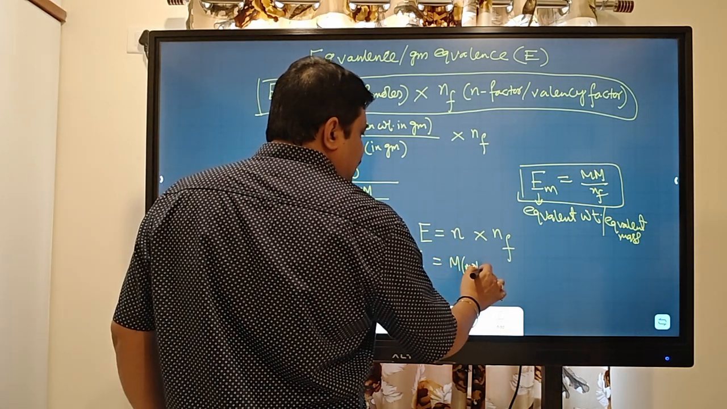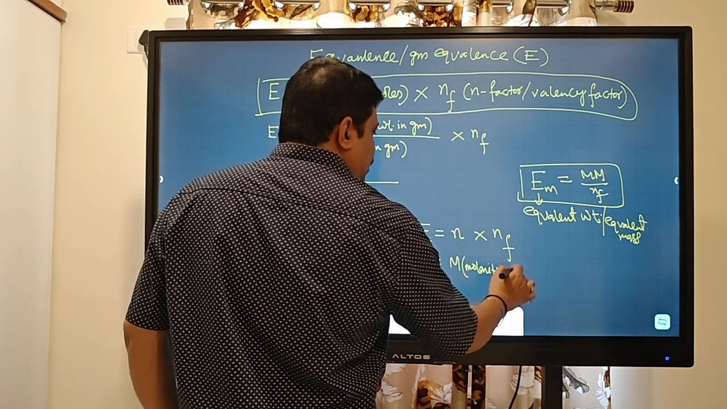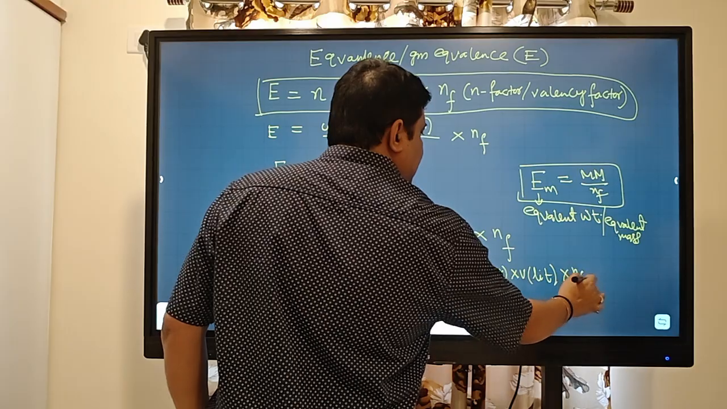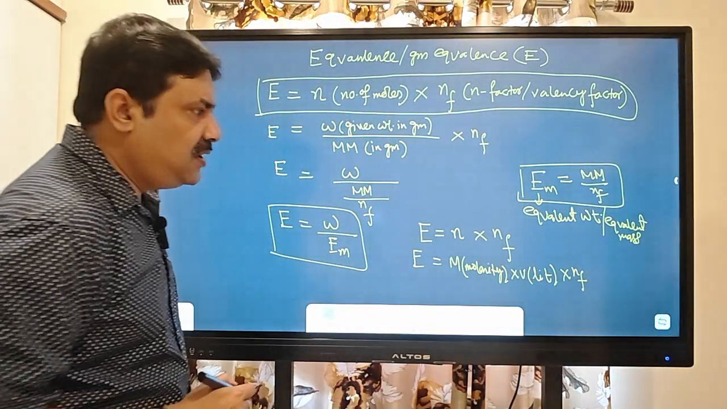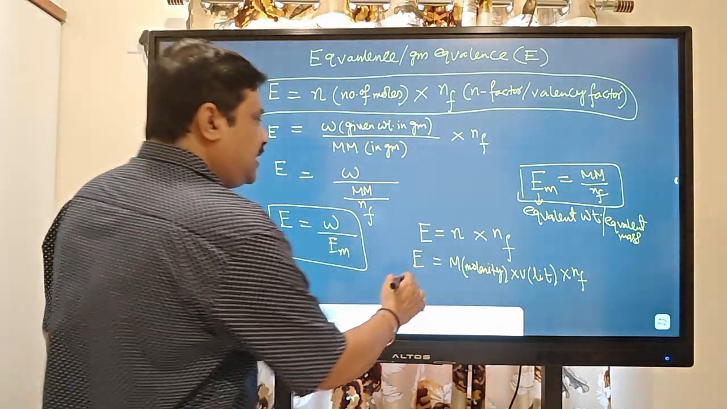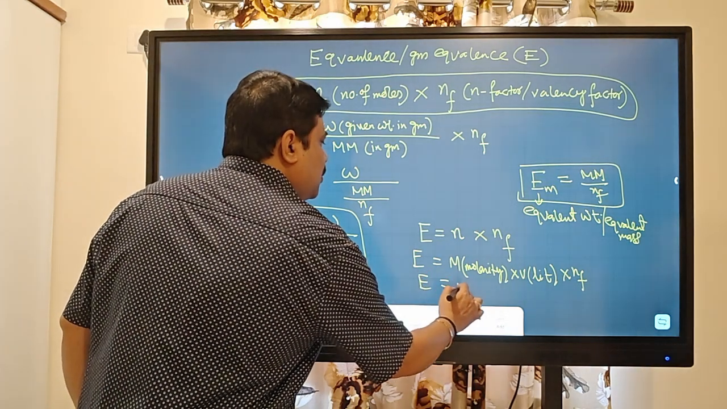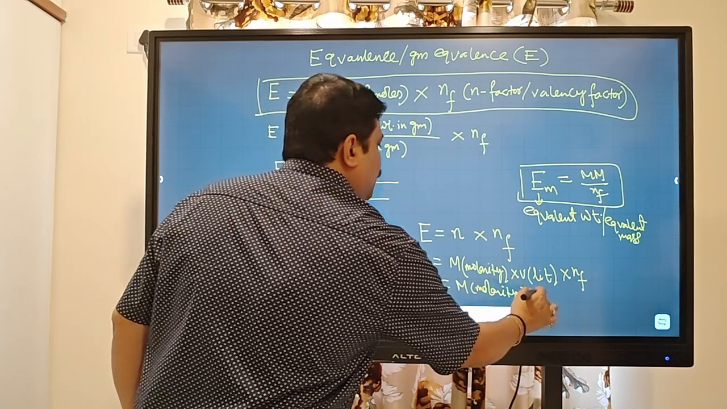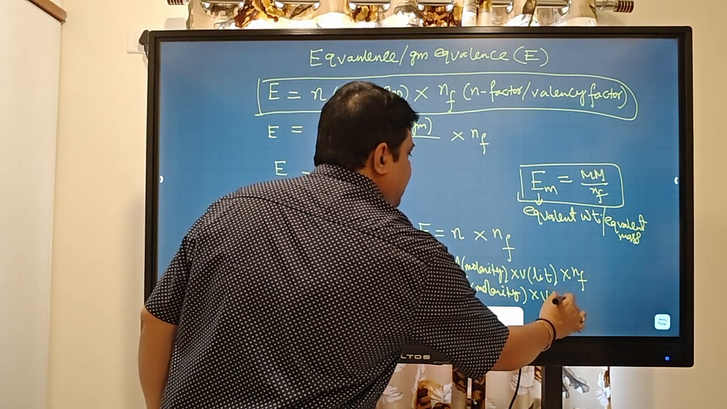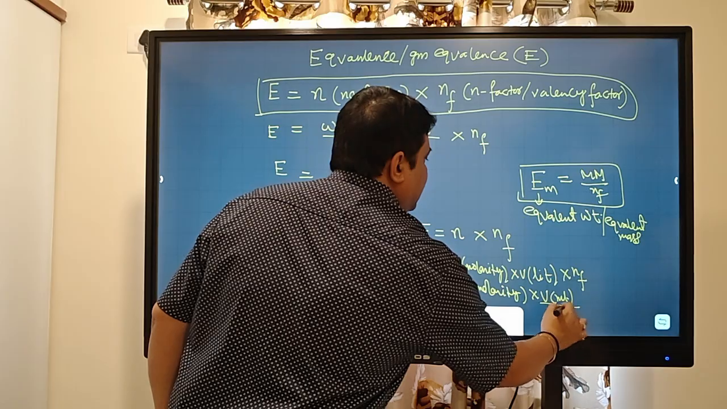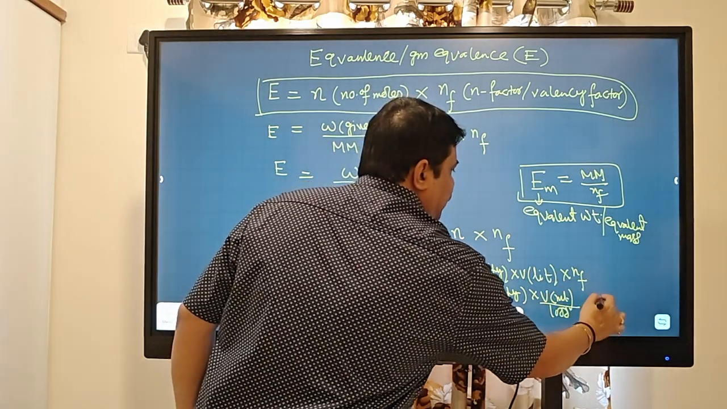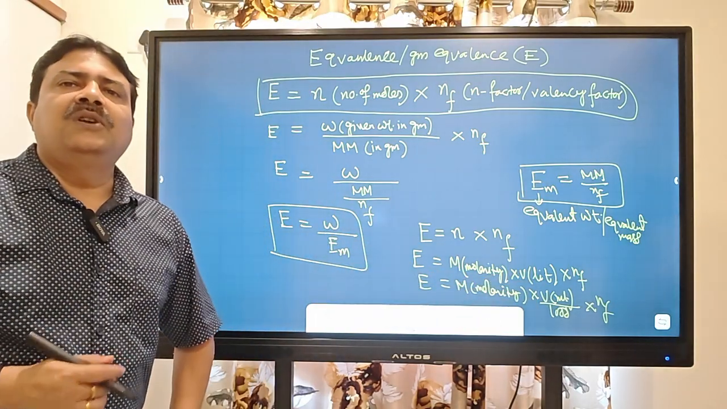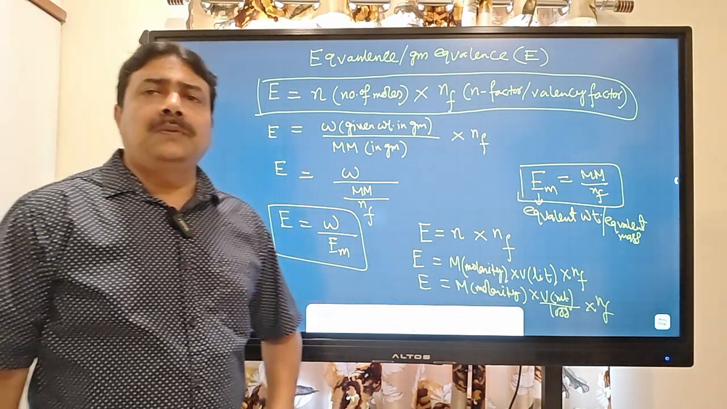Molarity into volume of solution in liter into n factor. So if volume of solution is given in ml, divided by 1000, then equivalence will be equal to molarity into volume of solution, which should be in liter, but here they are giving in ml. So that means V divided by 1000, then you get it in liter, into n factor. We will utilize this idea in several places when I go for titration-related problem discussions.